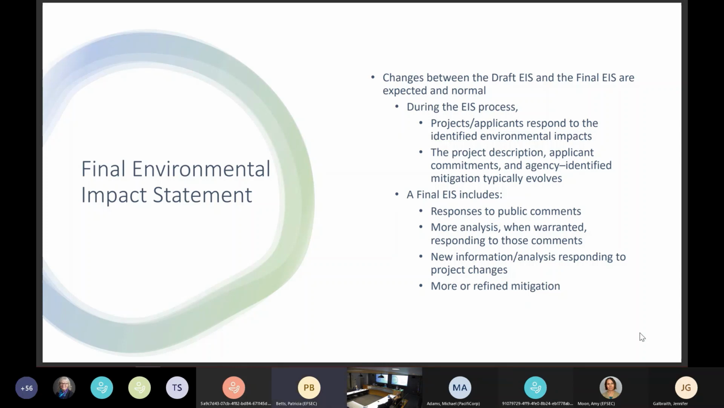And lastly, a final EIS includes responses to public comments, more analysis when warranted responding to those comments, new analysis responding to project changes, and more or refined mitigation.